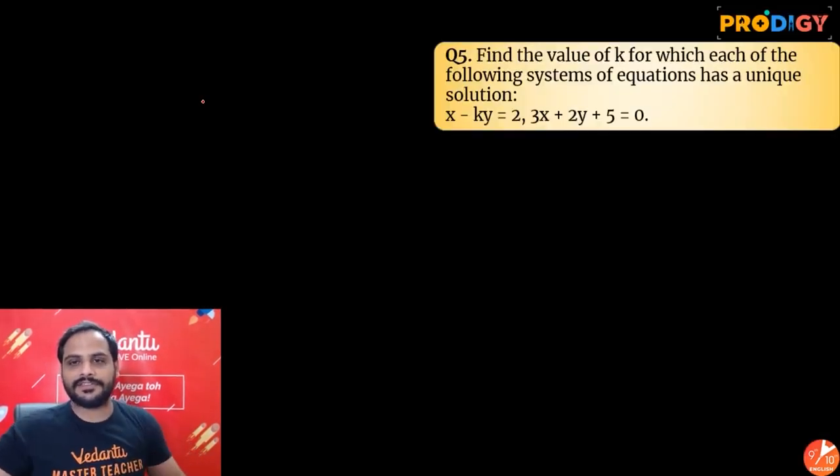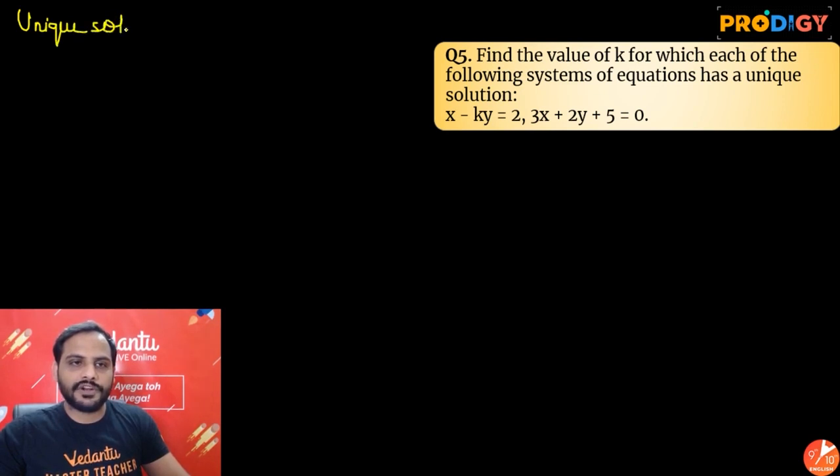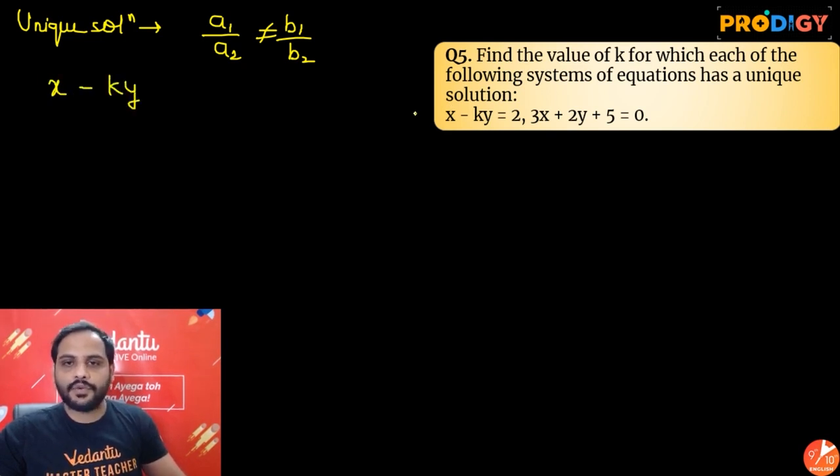All right, take the next question. Find the value of k for which the following system of equations has a unique solution. Now beta, I know for a unique solution, what is the condition? a1 by a2 is not equal to b1 by b2. Here in these equations, x minus ky equal to 2, let's convert it in the general form: x minus ky minus 2 equal to 0. And here we have 3x plus 2y plus 5 equal to 0.